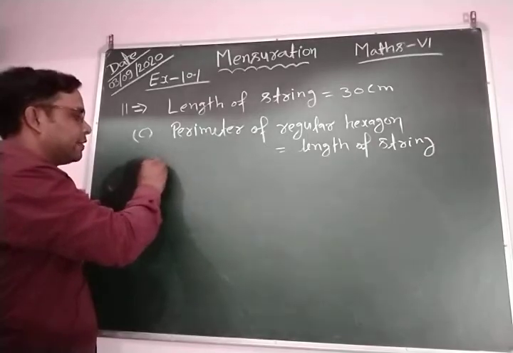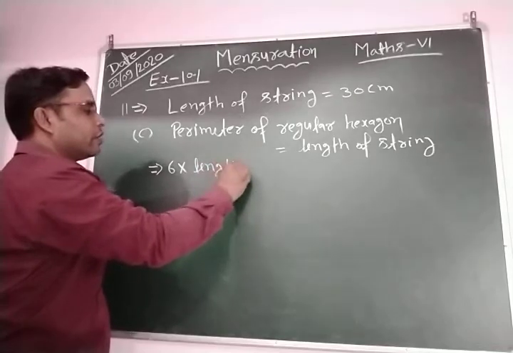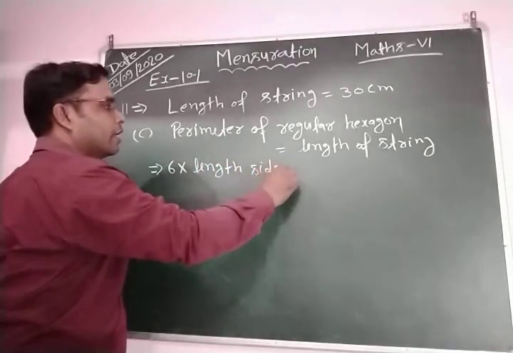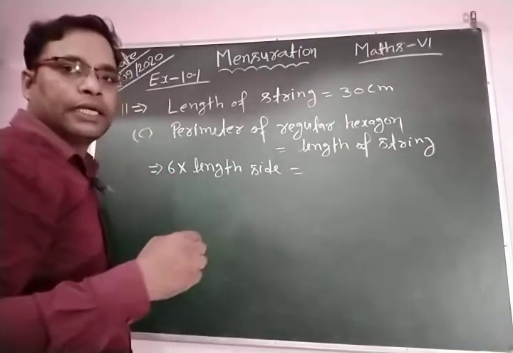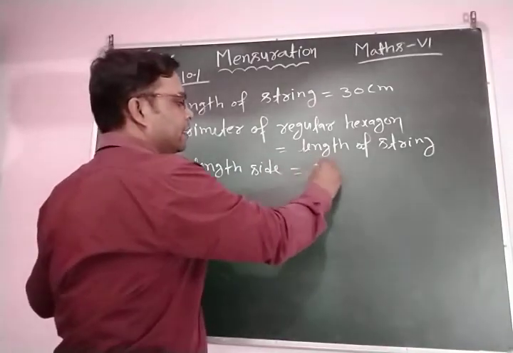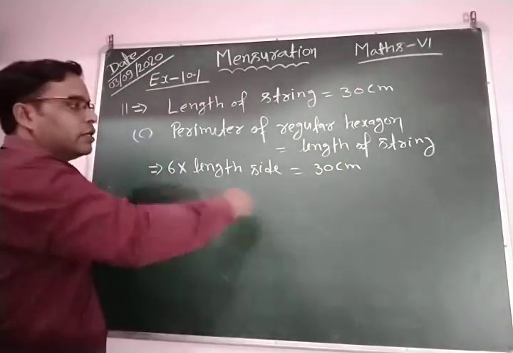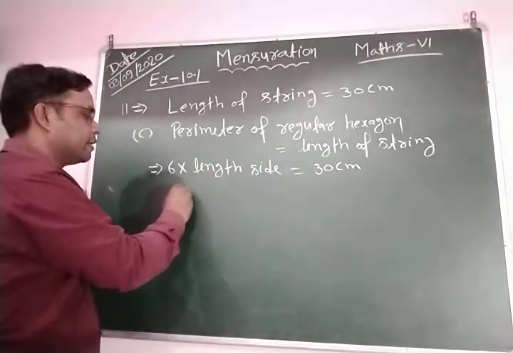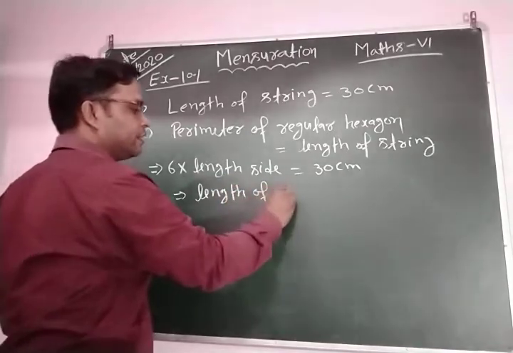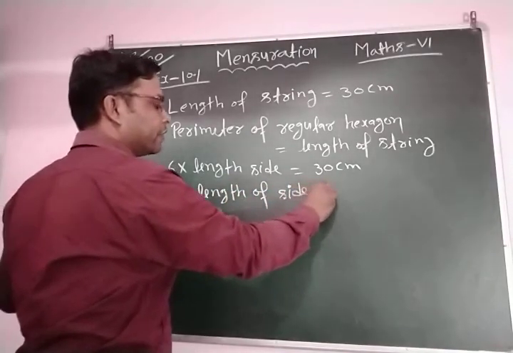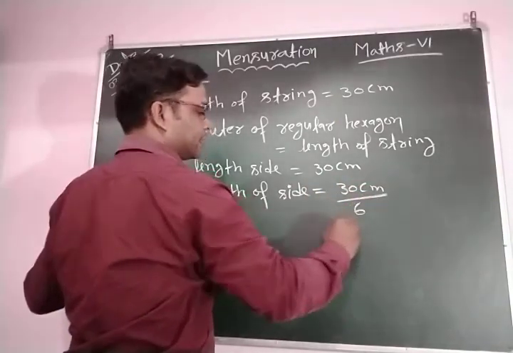This implies that 6 into length of side of regular hexagon is equal to length of string, which is given 30 centimeter. So you can write here 30 centimeters. Now, if we transfer this 6 to right hand side, then we obtain length of side of regular hexagon is equal to 30 centimeter by 6.